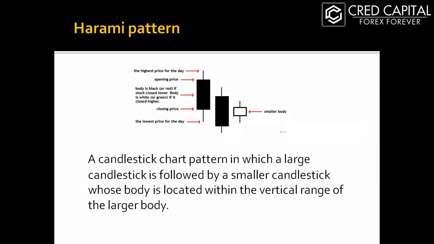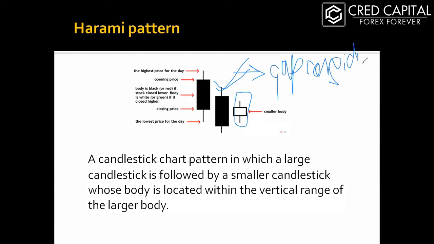Basically the third candle is the important one here, and the second candle is not important. The second candle can be considered as a gap. The gap can be considered here in the second candlestick pattern. So let's see.